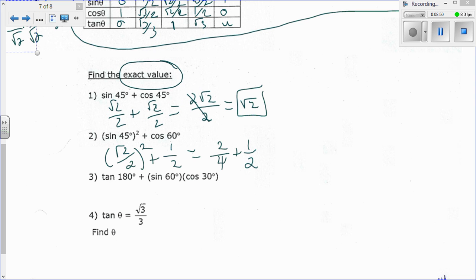Have to find a common denominator here. And if you look at it, 2/4 is a half. So 1/2 plus 1/2 is 1.